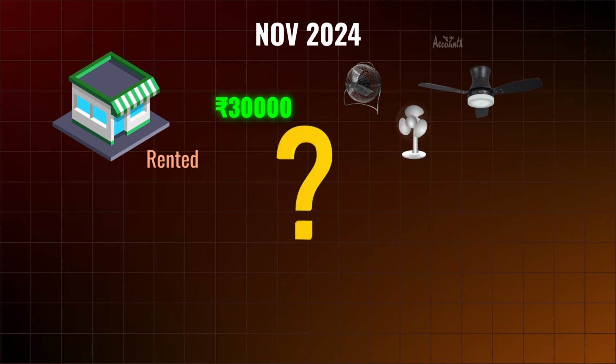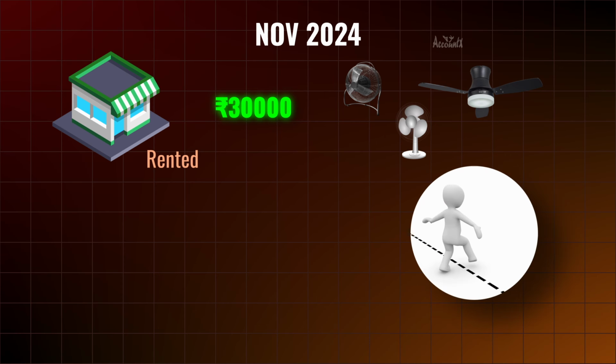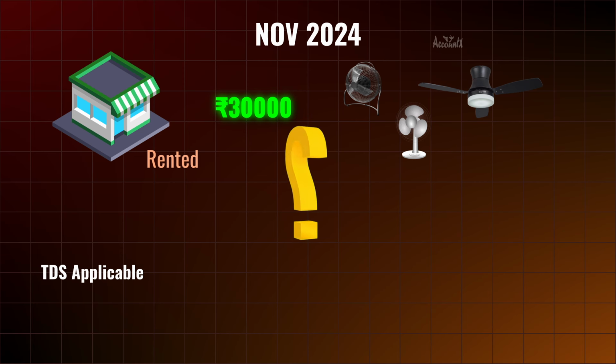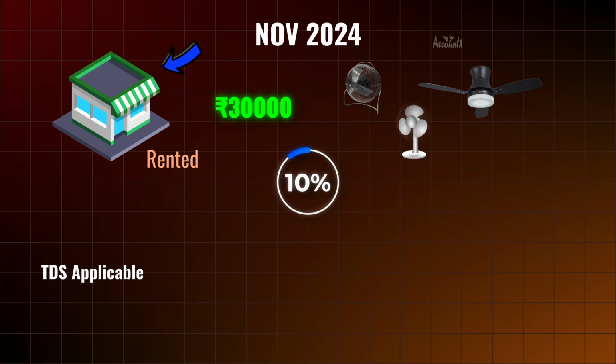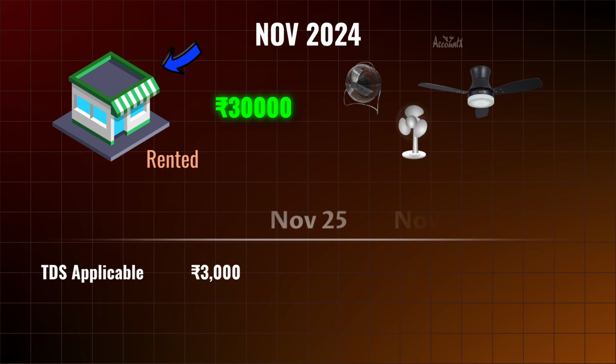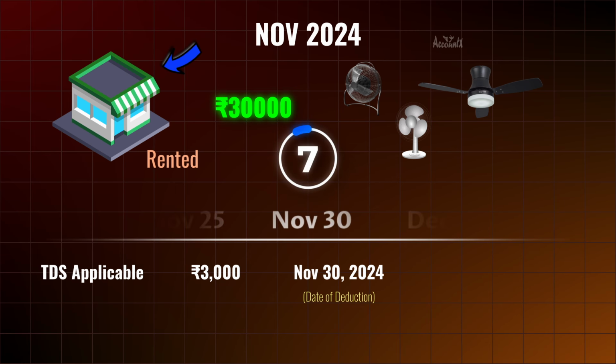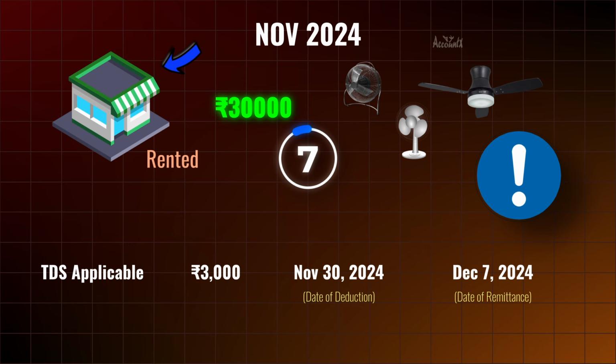Is TDS applicable on this transaction? For that, we'll have to check the threshold. 30k per month means 3.6 lakh per annum is the rent, which is more than the threshold of 2.4 lakh. So TDS is applicable. Next, what is the rate of TDS? Because this is building, rate of TDS is 10%, so 3k per month is the TDS. Then, when do you have to deduct? It is date of accounting or date of payment, whichever is earlier. So, date of accounting here is 30th November, so that is the date of deduction. Then, when do you have to pay this to the government? Within 7 days from the end of the month. So, here it is 7th December 2024, otherwise you will have to pay interest.